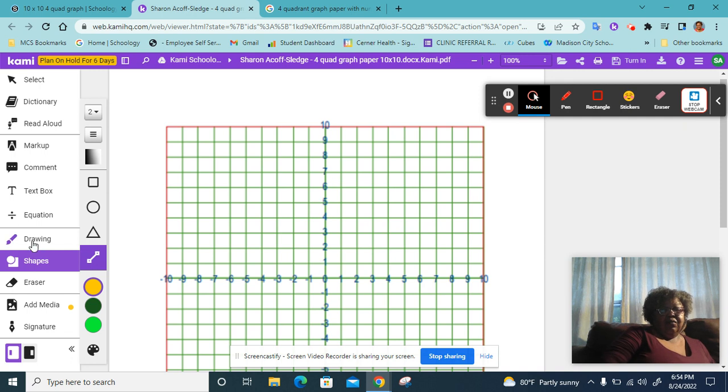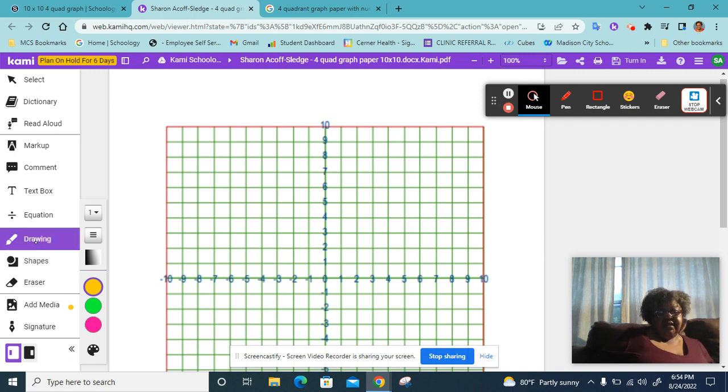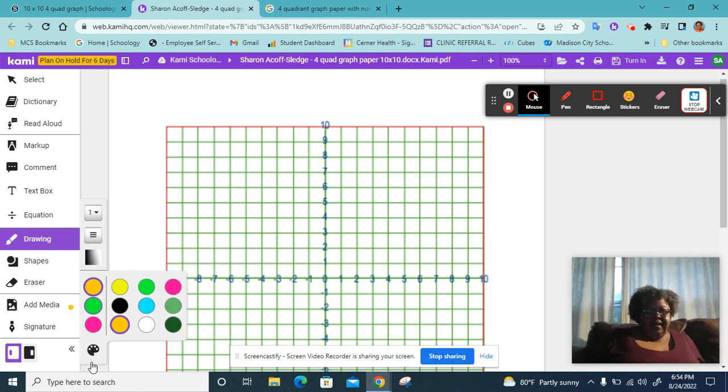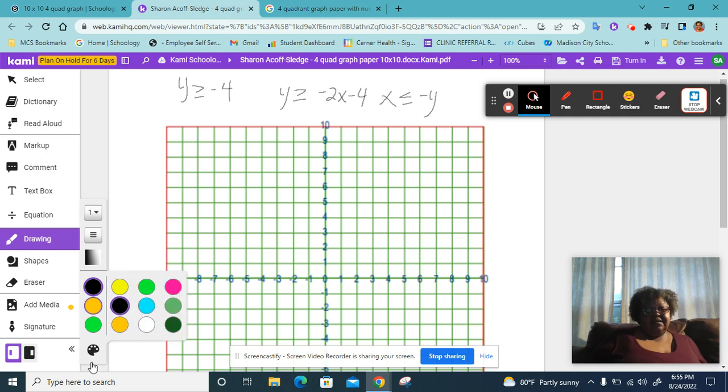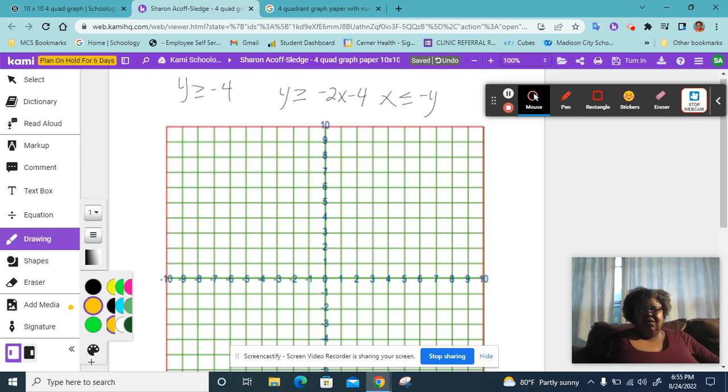All right, so we're graphing systems of equations. My screen is upside down; I was trying to figure out why my mouse was going the wrong way. Okay, so our equations are y is greater than or equal to -4, which we know how to graph as a line and as an inequality. Y is greater than or equal to -2x minus 4, and x is less than or equal to -y. So let's do the first one in yellow.